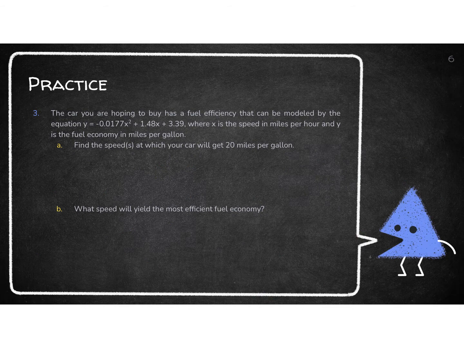All right, let's go ahead and look at number 3. This is our last example here. So I have the car that I'm hoping to buy that has fuel efficiency that can be modeled by the equation y equals negative 0.0177x squared plus 1.48x plus 3.39, where x is the speed in miles per hour, and y is the fuel economy in miles per gallon. I'm going to find the speeds at which my car will get 20 miles per gallon.